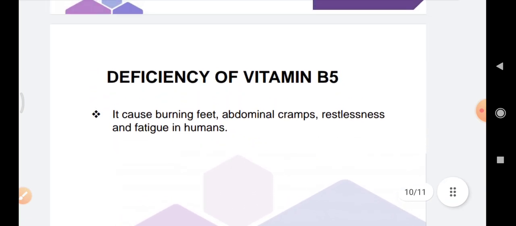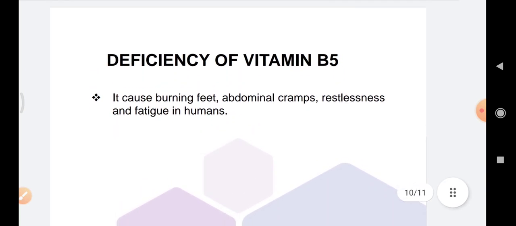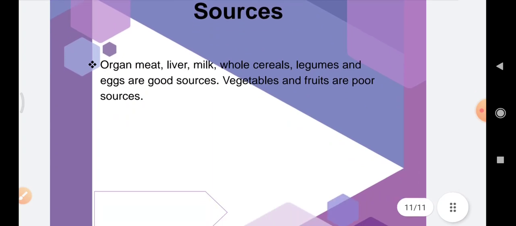Now the deficiency of vitamin B5. It causes burning feet, abdominal cramps, restlessness and fatigue in humans. Now what are the sources? Organ meat, liver, milk, whole cereals, legumes and eggs are the good sources. Vegetables and fruits are the poor sources of this vitamin.